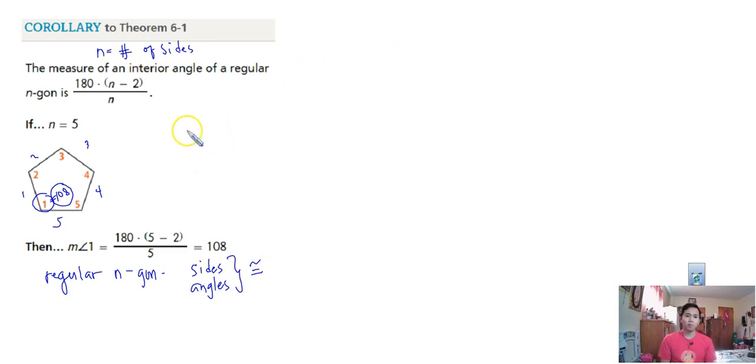Therefore, the sides and angles are all congruent, or they have equal measure. So in this situation, if the measurement of angle 1 is 108, therefore the measurement of angle 2 is also 108. The measurement of angle 3 is 108. The measurement of angle 4 is 108. And then the measurement of angle 5 is also 108.